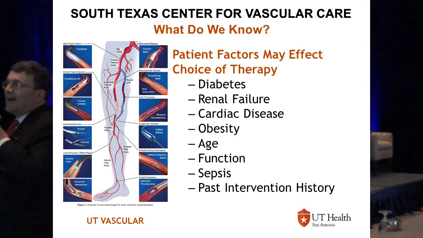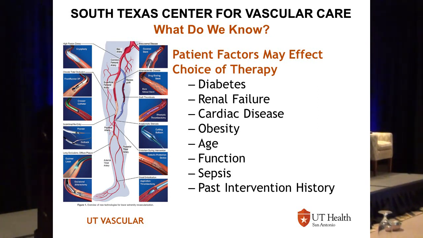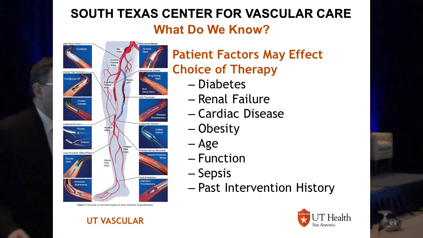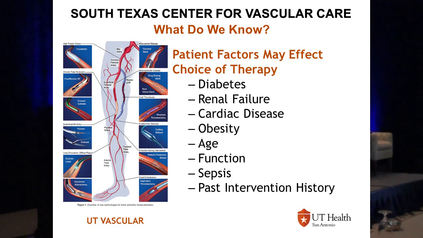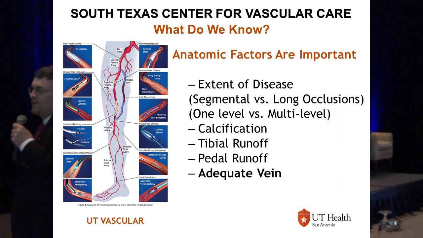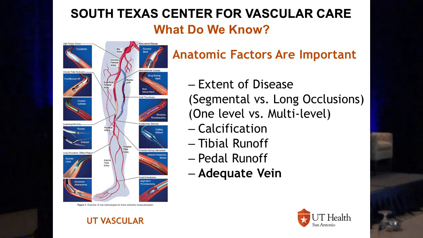And those factors have come back each time that people have looked: diabetes, renal failure, cardiac disease, obesity, age, and the patient's physical function, whether you talk about a modified frailty index or the equivalent, are important. Sepsis on presentation is important. And more recently, the past intervention history is important. That probably doesn't reflect a problem with the intervention. It reflects a problem with the biology of the patient. The extent of disease, calcification, tibial pedal runoff, and whether there's adequate vein, as Tom just mentioned, are also important.